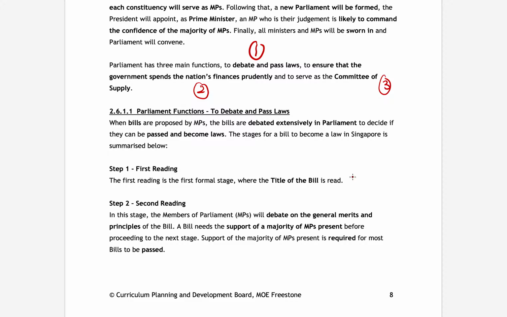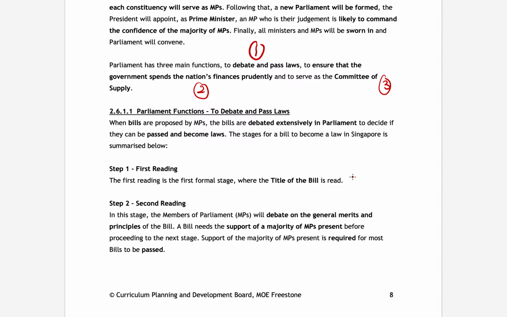Now, first things first, to debate and pass laws. In Singapore, bills are debated very, very extensively, and it goes through an entire process, which I'll go through with you now. The first step is the first reading. This is when a bill is just freshly introduced by an MP or group of MPs. Second stage would be second reading. This is when the actual debate on the bill will begin.